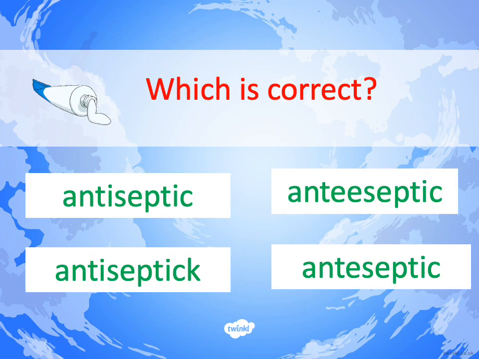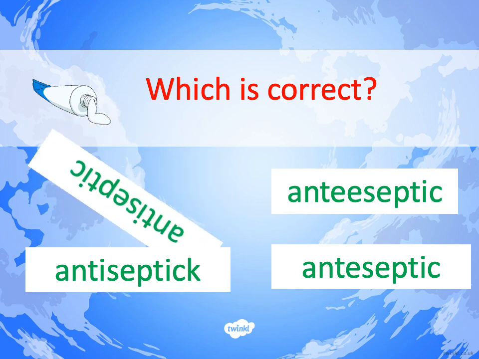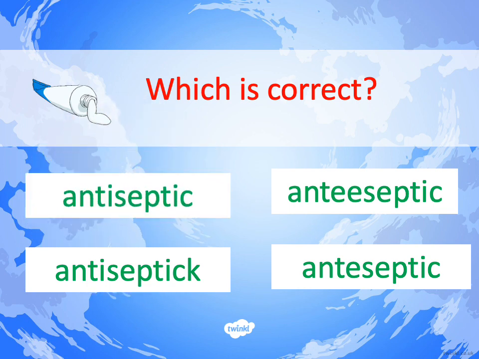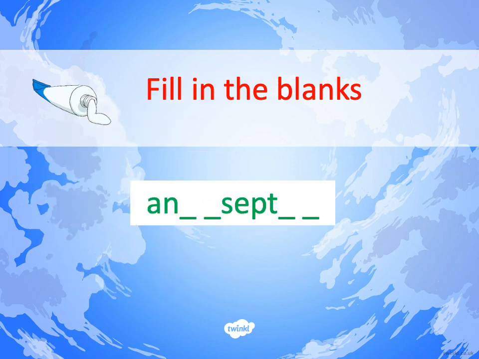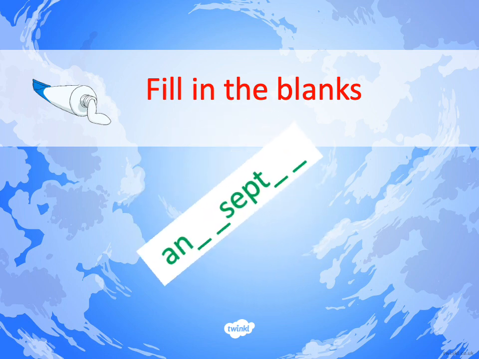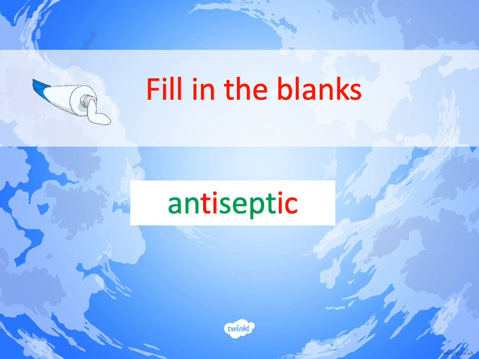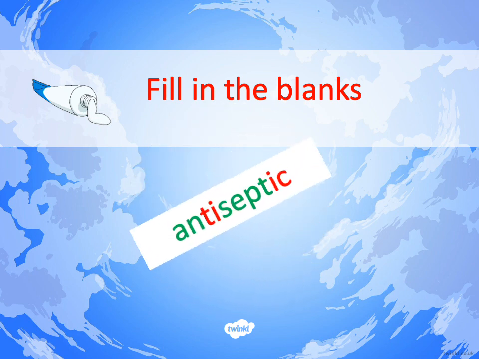Which is the correct spelling? Copy it down. Don't look at what you wrote for the last slide. Use your brain. This is the correct one, antiseptic. And let's fill in the blanks on this word. That's what you should have added, the 2 tricky bits. Antiseptic.